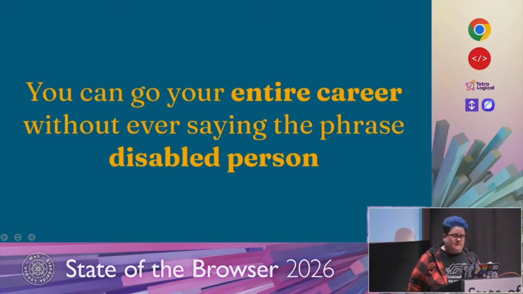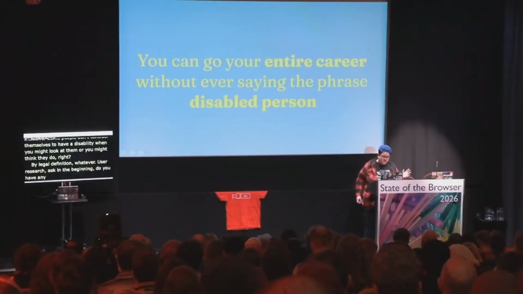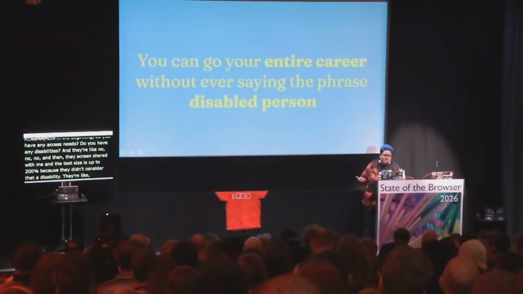Like, I did some user research with someone. I asked them at the beginning, do you have any access needs? Do you have any disabilities? And they were like, no. And then they screen shared with me, and they had their text size turned up to 200%. And because they didn't consider that disability, they were just like, well, I'm getting older, and computer resolutions being what they are, they're harder to see. And so we kind of miss that.